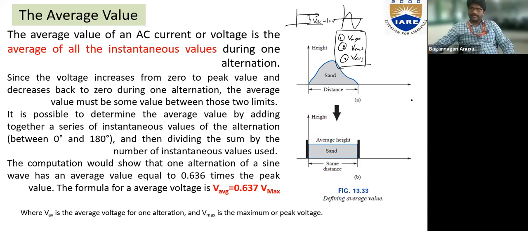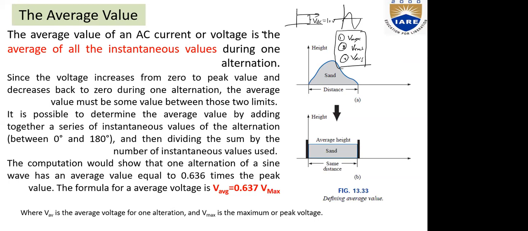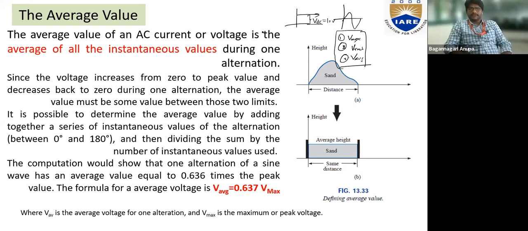So what is the definition for the average value? What do you mean by average value? The average value of an AC current or voltage is the average of all the instantaneous values during one alternation. What does alternation mean? Alternation means a half cycle.